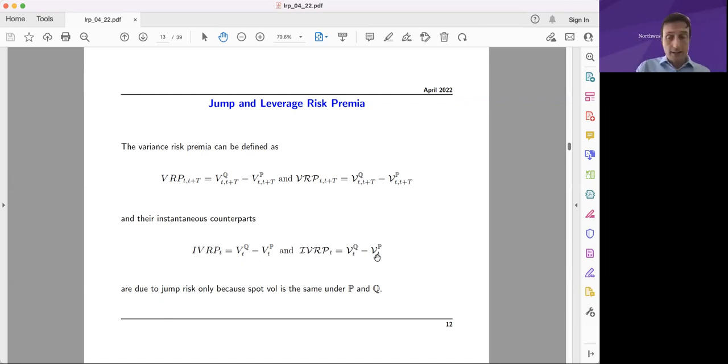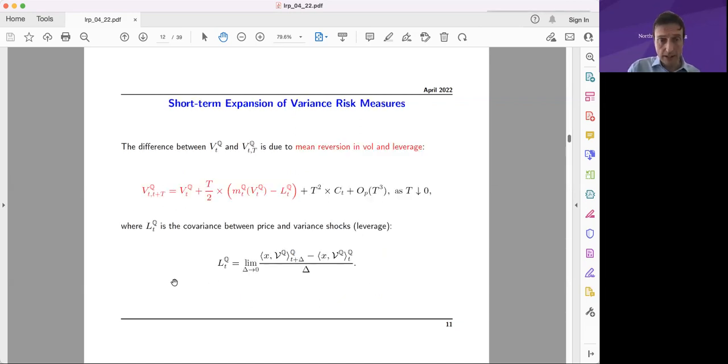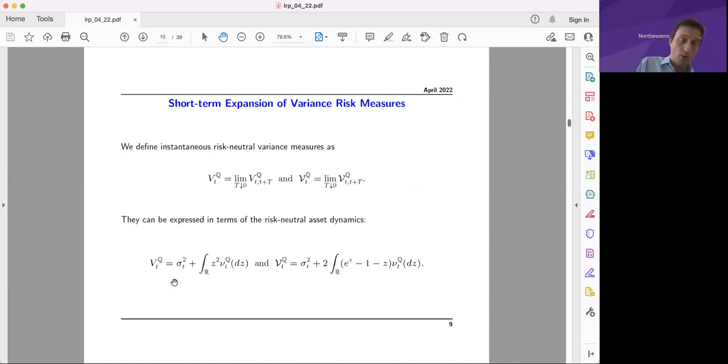And if you look at this now, it's worth pointing out here that if this wasn't immediately obvious.